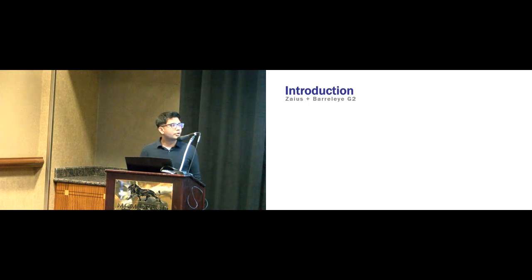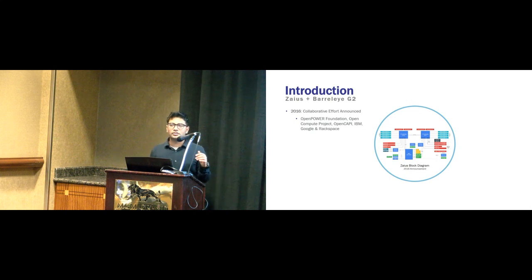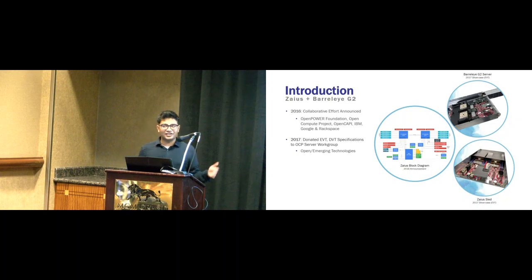The Zaius and Barreleye G2 program was started in 2016, essentially a huge collaborative effort between various partners and open foundations. That was a block diagram that we had. It just started with that block diagram, a high-level concept. Then last year, 2017, at OCP, the Open Compute Summit, we showed off the first samples. The first samples usually are red boards, as you can see, and we described all the open and emerging technologies that we were building this server on.